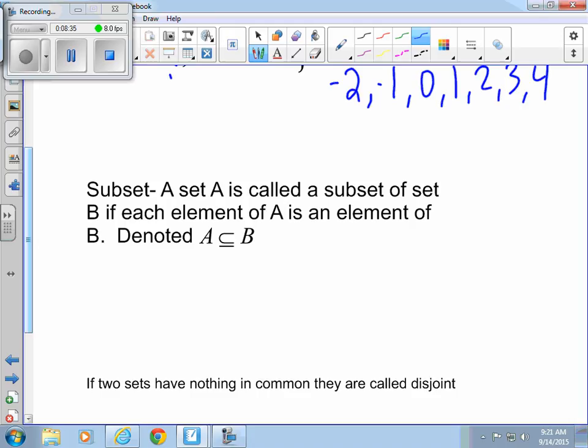Just a vocabulary word. A subset is part of another set. So a set A is called a subset of set B if each element of A is an element of B. So what I mean by that is that if I picked the numbers 1, 2, and 3, those would be a subset of this set. You see what I mean by that? 1, 2, and 3 are a subset of this.